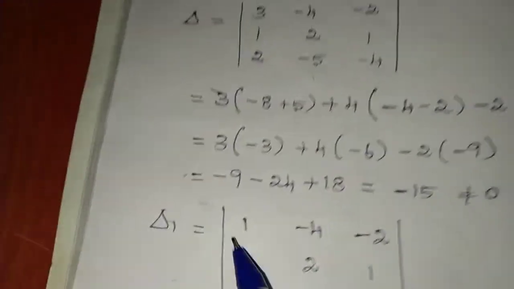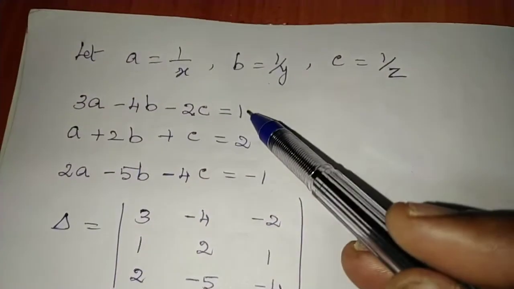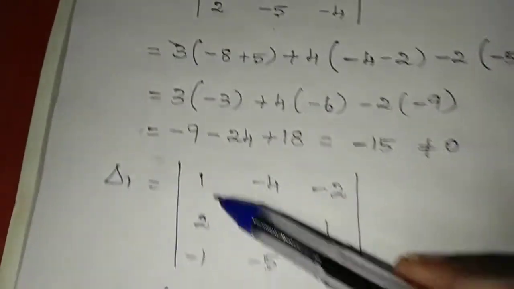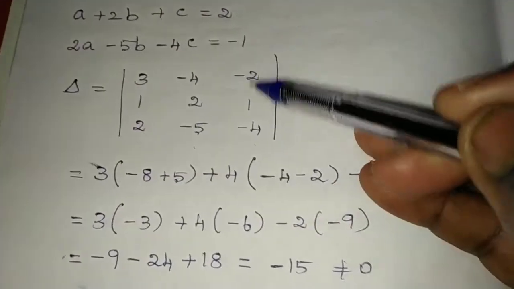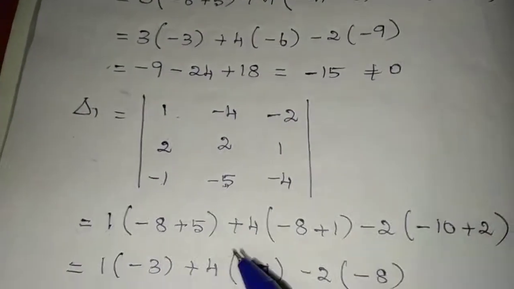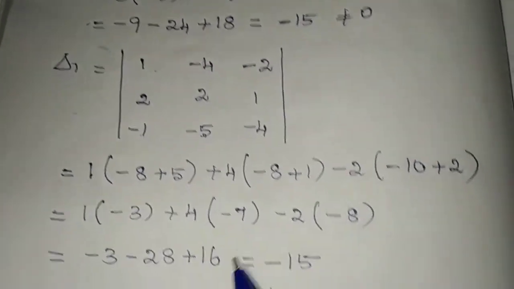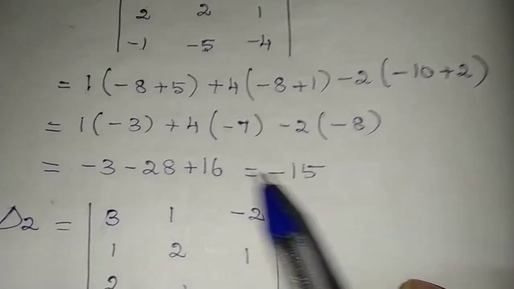Delta 1 means now the constants are 1, 2, minus 1. In the first column write 1, 2, minus 1. Second column, third column as it is. Now simplify, we get minus 15.